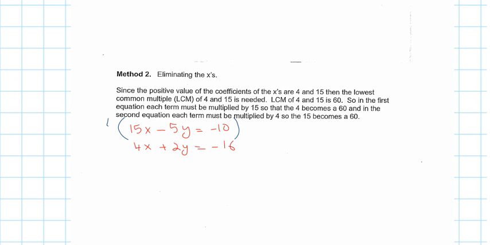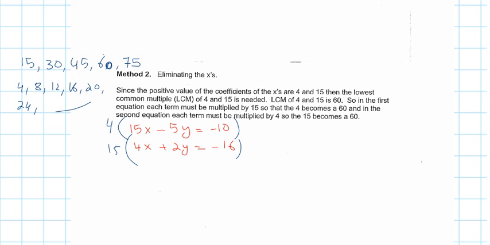Because if I'm going to list the multiples of 15, let's look at that. 15, 30, 45, 60, 75, right? These are the multiples of 15. The multiples of 4 is 4, 8, 12, 16. I haven't found any yet, right? 20, 24, 28. Haven't found any yet. 32, 36.